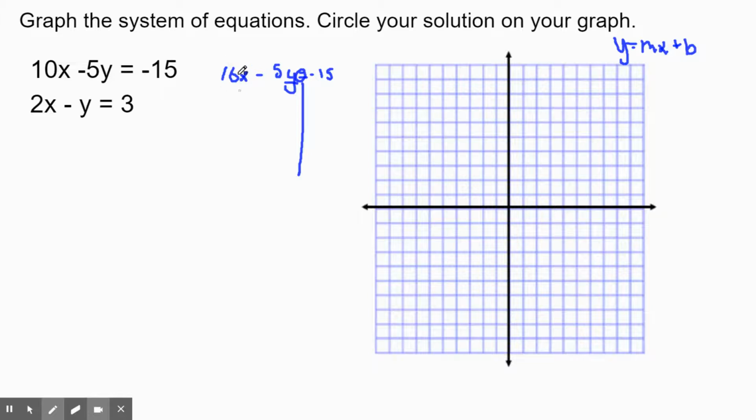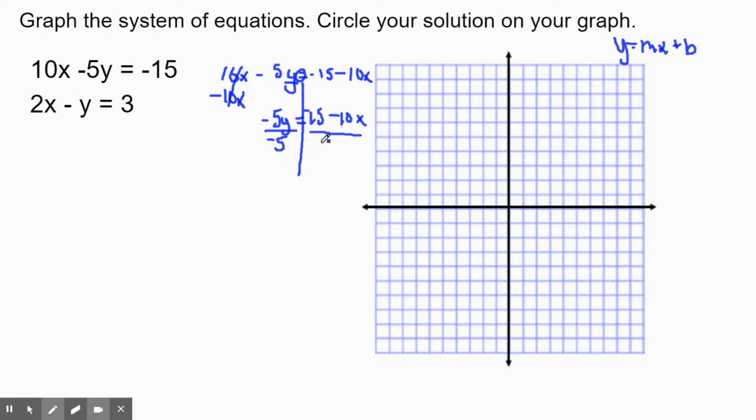So I got to get rid of this 10x. Since it's a positive 10x, I'm going to subtract 10x. Anything I do to one side, I have to do to the other. That's going to cancel out. I now have negative 5y is equal to negative 15 minus 10x. Now I have to separate my negative 5 and y. They're married, which means they're multiplying. So I need to divorce or divide them by negative 5.